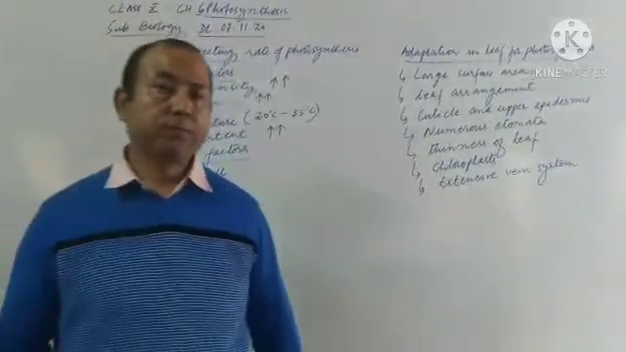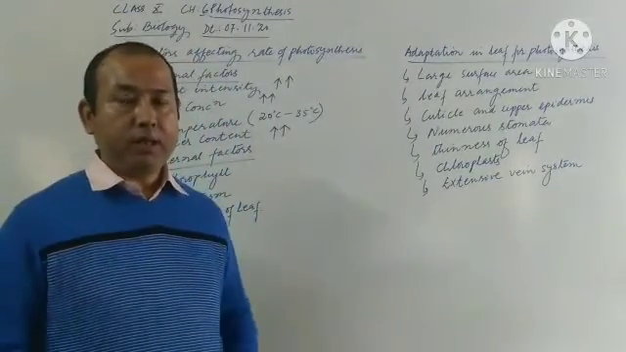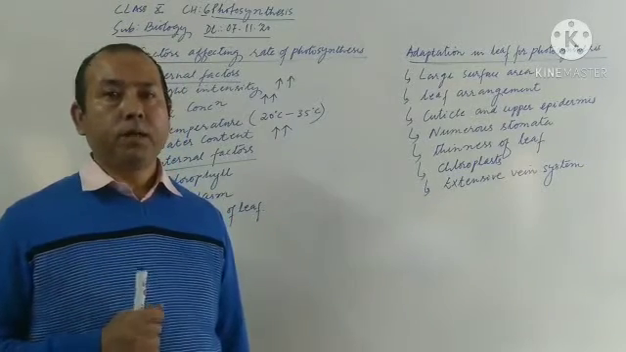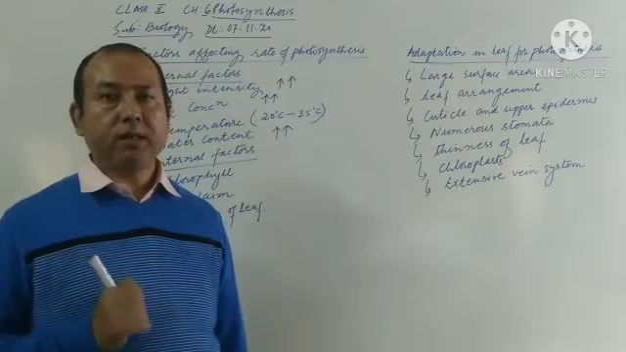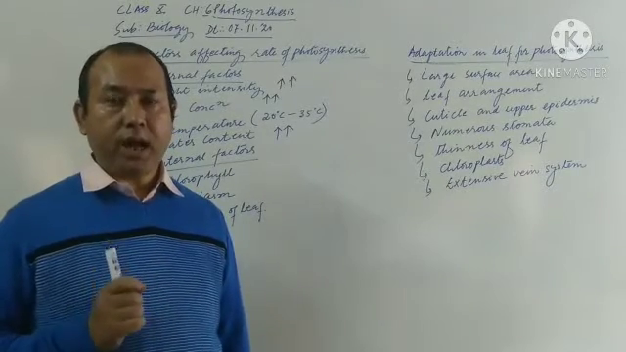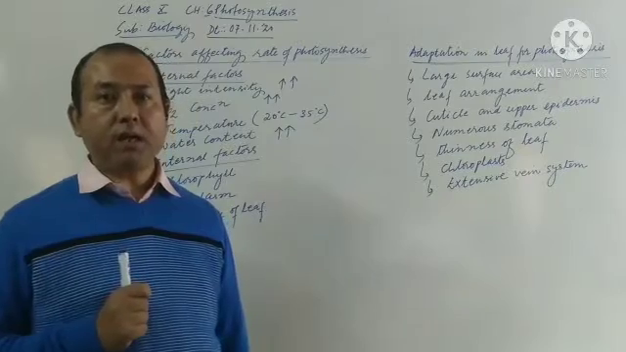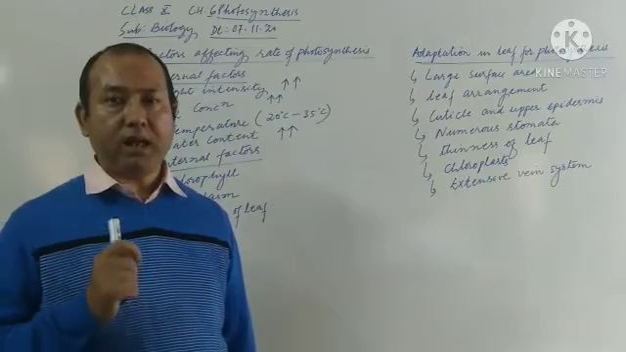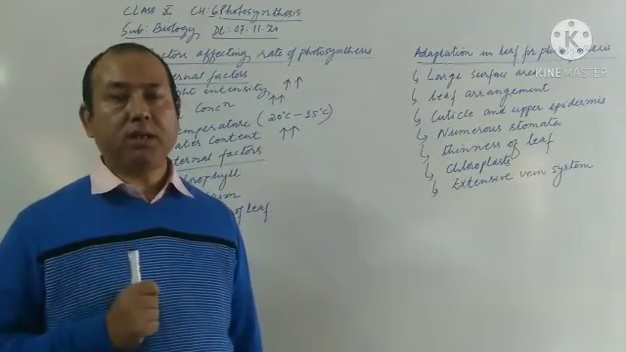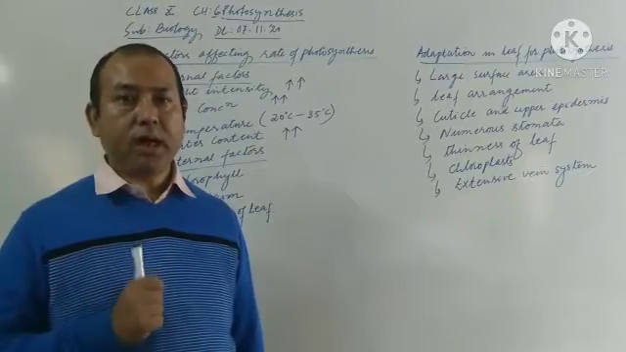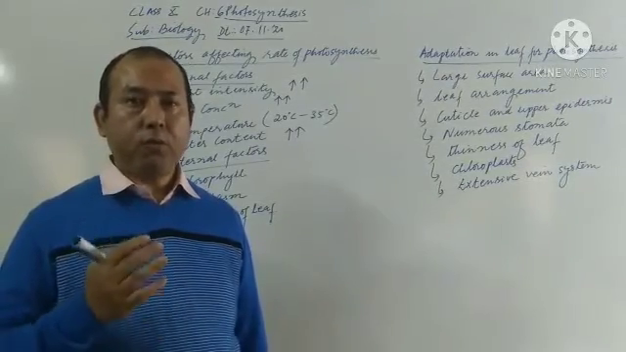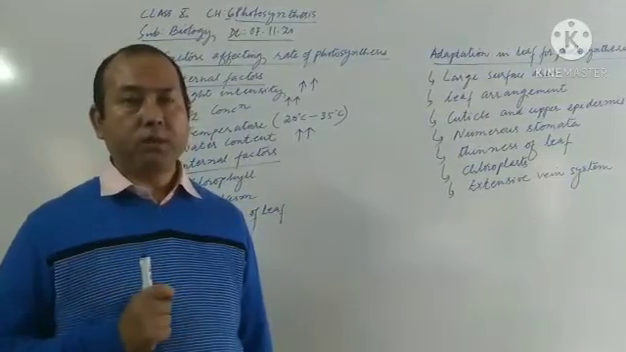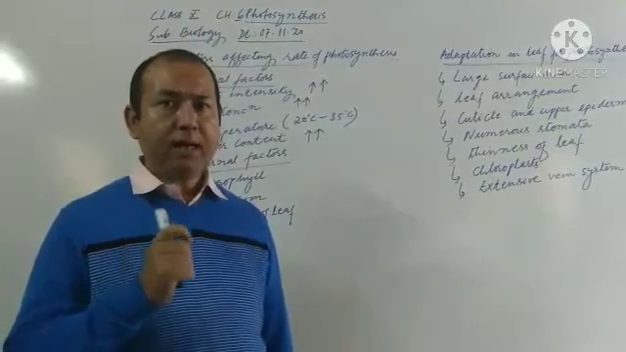Okay, welcome back, students. Now the next topic is the factors affecting the rate of photosynthesis. There are mainly two factors that affect the rate of photosynthesis: external factors and internal factors. External factors include light intensity, carbon dioxide concentration, water content, and temperature. So these are the four external factors which affect the rate of photosynthesis.